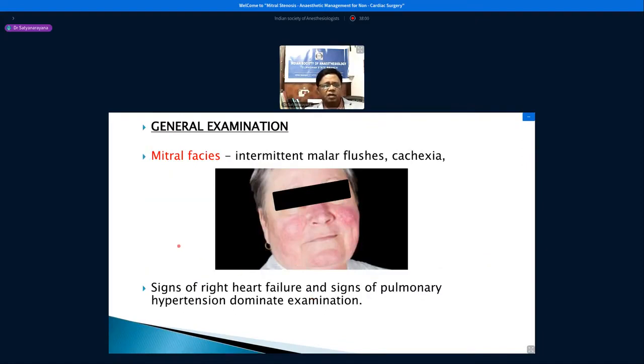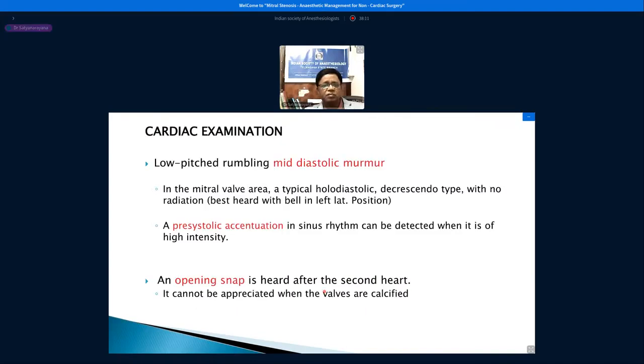And this is a typical face we call mitral facies, that is intermittent malar flush, cachexia, and always there are signs of right heart failure and pulmonary hypertension that dominate the examination. And cardiac examination is very famous and typical. When we were undergraduates, our teacher used to tell us how to diagnose, the characteristic feature of the mid-diastolic murmur. There is a low-pitched rumbling mid-diastolic murmur in the mitral valve area, typically holodiastolic, decrescendo type, no radiation, best heard with the bell in the left lateral position. All the low-pitched murmurs are best heard with the bell.